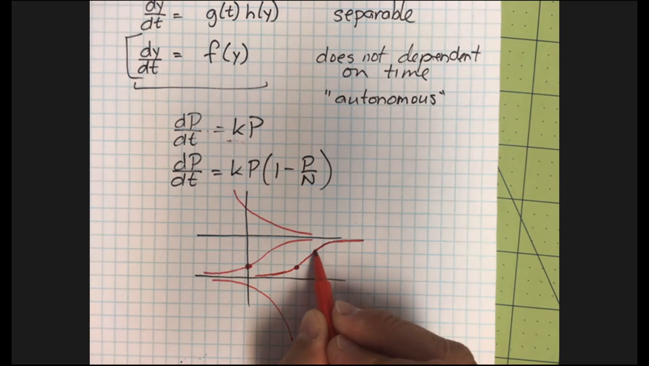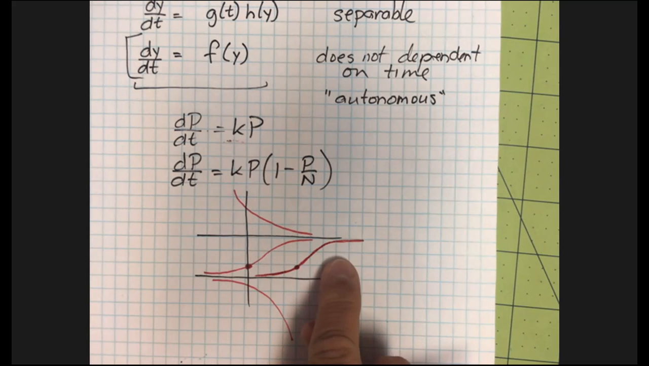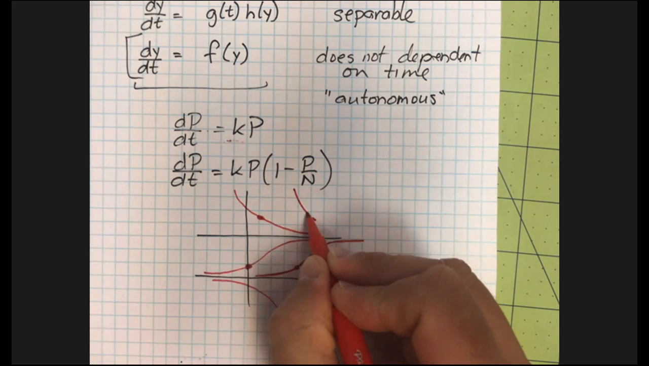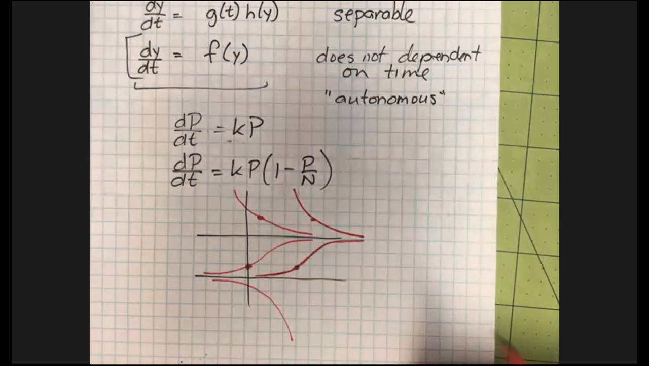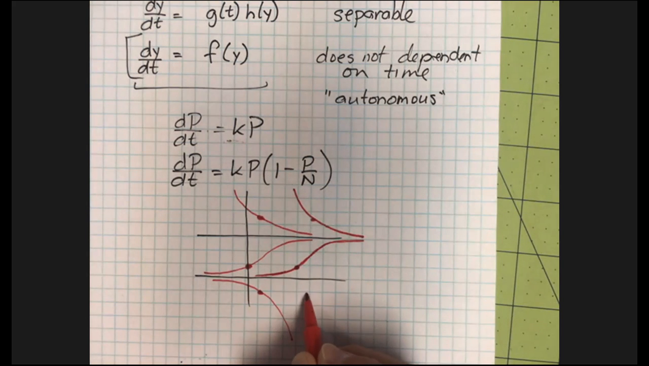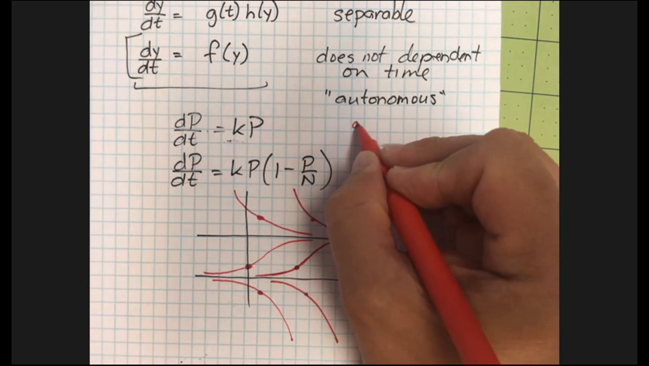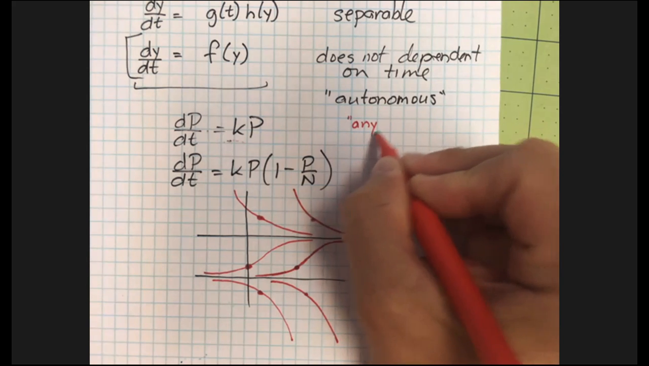It is just horizontally translated down the timeline. Same thing here. Instead of going through this point, if I want to go through this point, I'll have the same answer. Horizontally translated. Same thing down here. So autonomous equations are special because this is something you've got to bank.